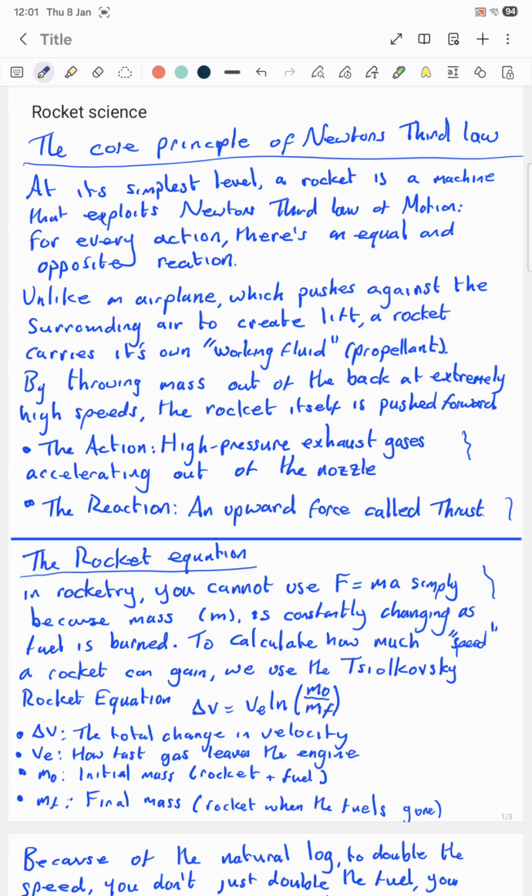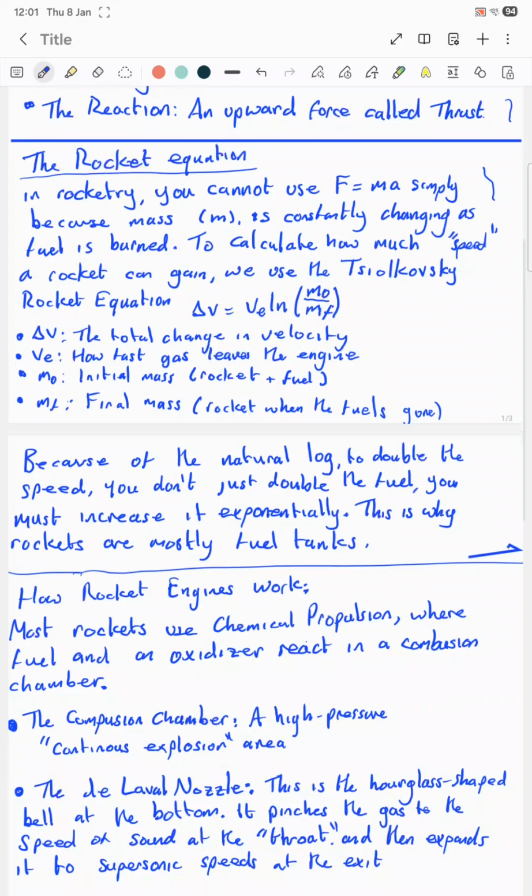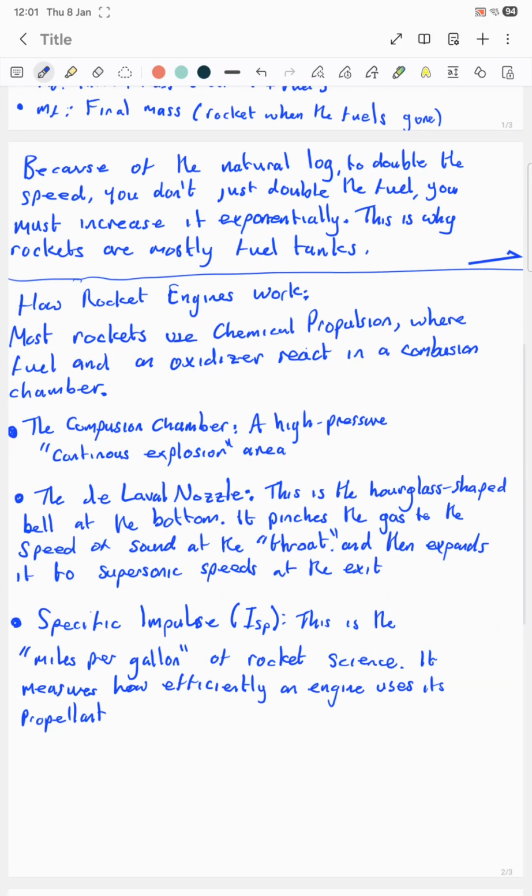Delta V equals V_E ln of m_0 over m_f, where delta V is the rocket's total change in velocity, V_E is how fast gas leaves the engine, m_0 is the initial mass, rocket plus fuel, m_f is the final mass, the rocket when the fuel is gone, so rocket minus the fuel load. Because of the natural logarithm, to double the speed, you don't just double the fuel. You must increase exponentially. This is why rockets are mostly made of fuel tanks.